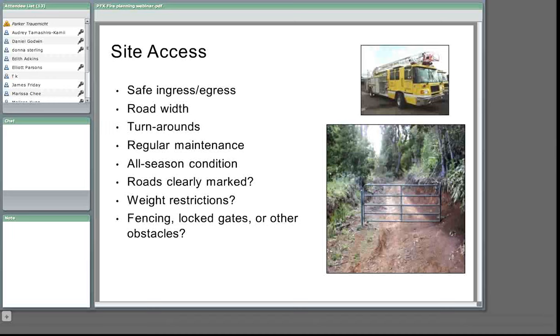So fences, lock gates, and other obstacles. I know, for example, up on Palihua here on Oahu, that the land managers up there basically have a list of combinations for all their gates that the firefighters have, and they make sure that they know what those combinations are if they change.